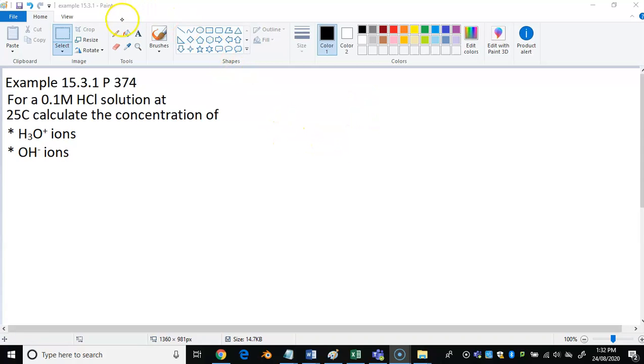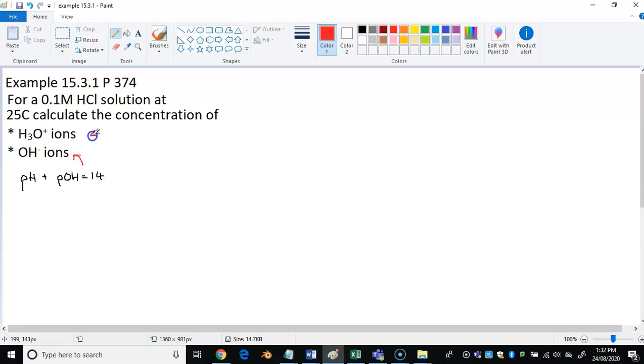All right, so let's have a look at this example on page 374. Now we've got to do two things here: calculate the concentration of H3O plus, or hydronium ions, and the concentration of hydroxide. For this we're going to need to know that the pH and the pOH equals 14. So we're going to use that for solving the second bit here.